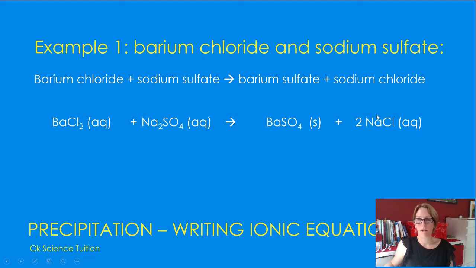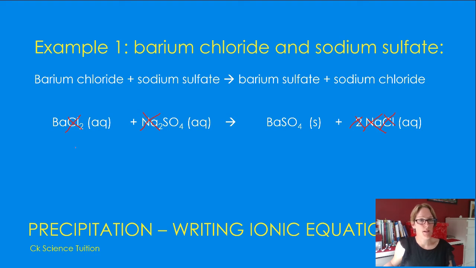So these ones are the spectator ions. Sodium and chloride didn't change. So when I write the ionic equation, I'm going to take out the sodium and the chloride. If I get rid of it from that side, and I'm getting rid of the 2, then I'm going to get rid of it on the left. So I'm going to get rid of the sodium. I'm going to get rid of the chloride. So basically I'm just left with barium ions reacting with sulfate ions to make barium sulfate.